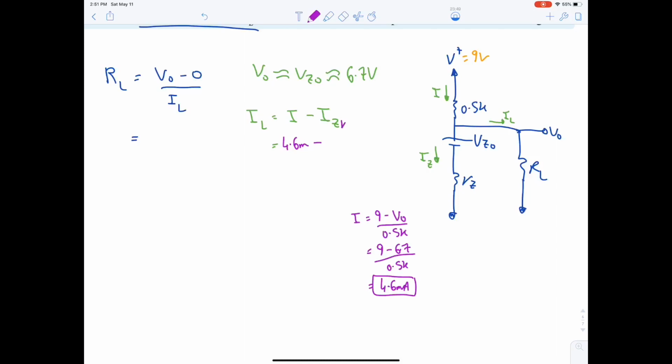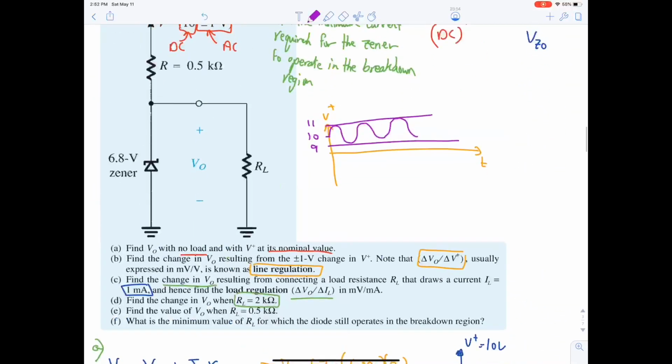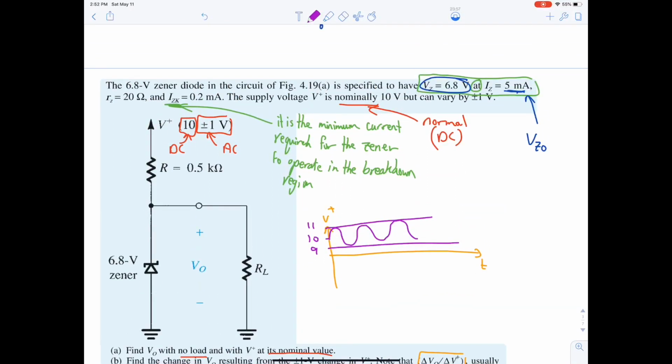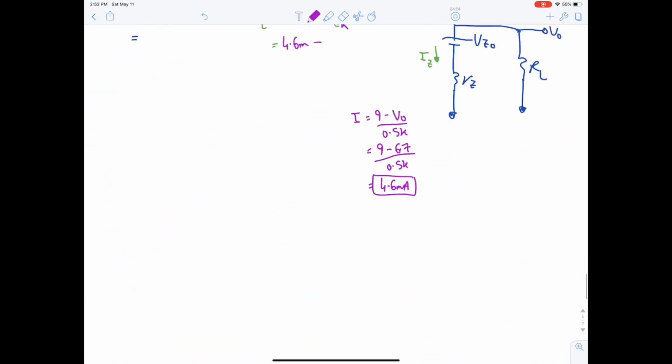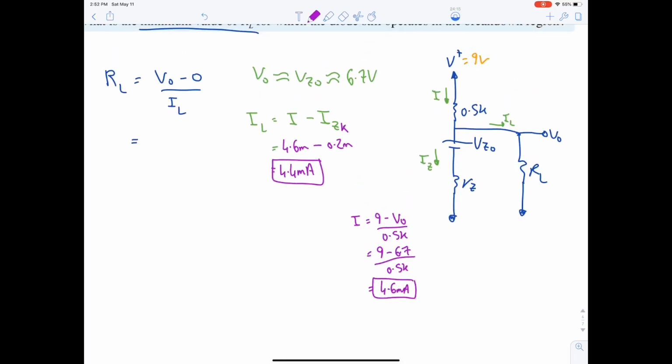And we said earlier that the minimum I for operating in breakdown region is called the IZK. And IZK is given in the question as 0.2 milliampere. So IZK is 0.2 milli, and you will end up with 4.4 milliampere. Plugging the numbers again in the main equation, V naught is 6.7 over 4.4 milli, which will give us almost 1.5 kilo ohm.